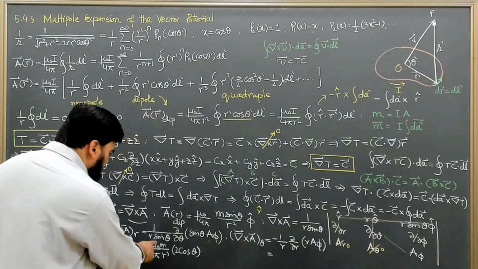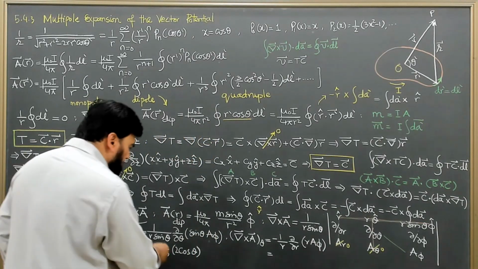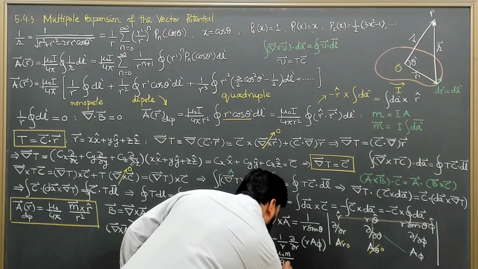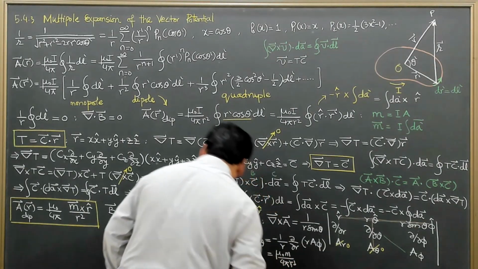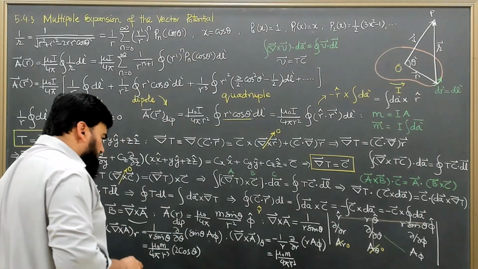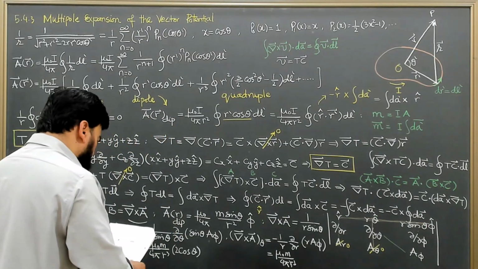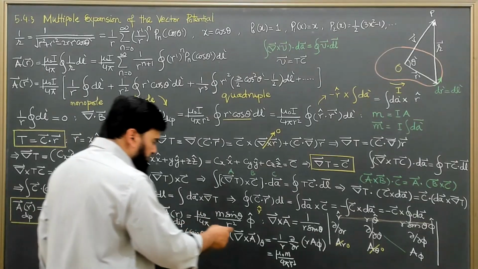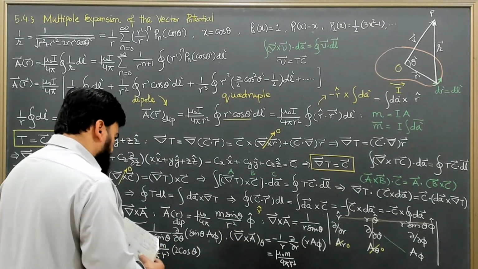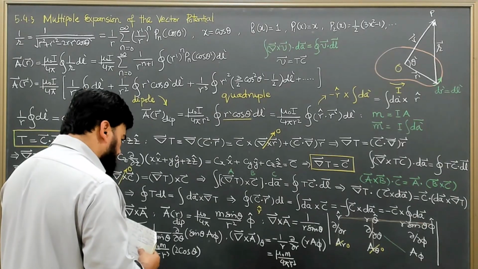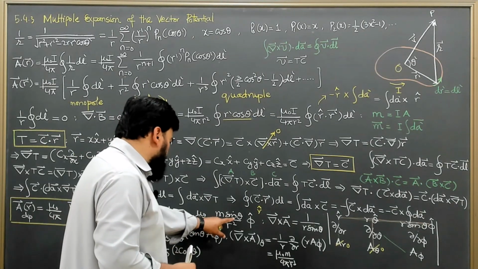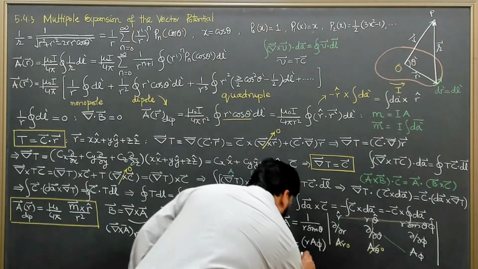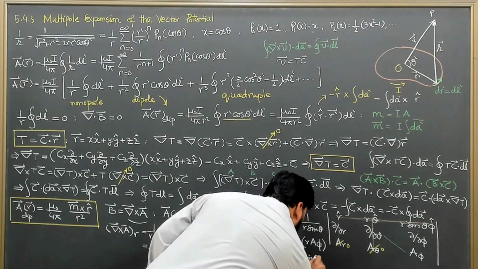So we are having mu naught m over 4 pi r cube, and what remains here is only the sine theta, because it is multiplied here, the sine theta of this one remains here.